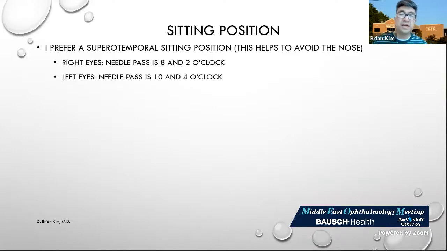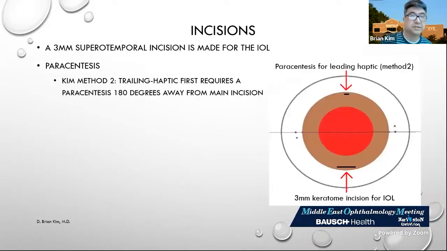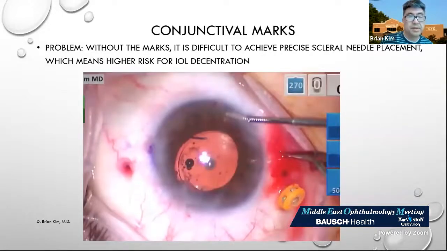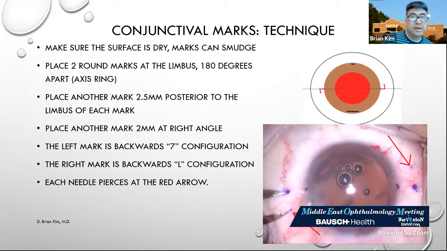If you're going to start the case, I like to sit obliquely, superior-temporal, if I'm going to do the surgery. This helps avoid the nose. In my experience, this is the best place. You want to make a 3mm incision supratemporally, and then a paracentesis 180 degrees away. You want to make conjunctival marks to get precise placement of the needle. Make sure the surface is dry, because if the mark is smudged, it's difficult to visualize. You want to make round marks. You can use a caliper tip, but I also take the tip of a BSS cannula and mark it. It makes a very nice, distinct round mark.